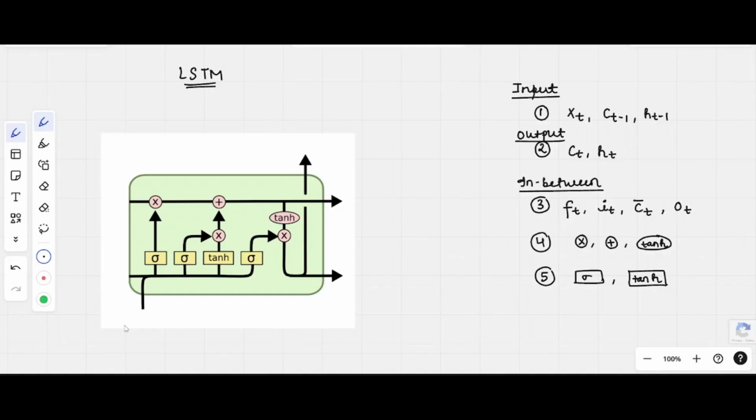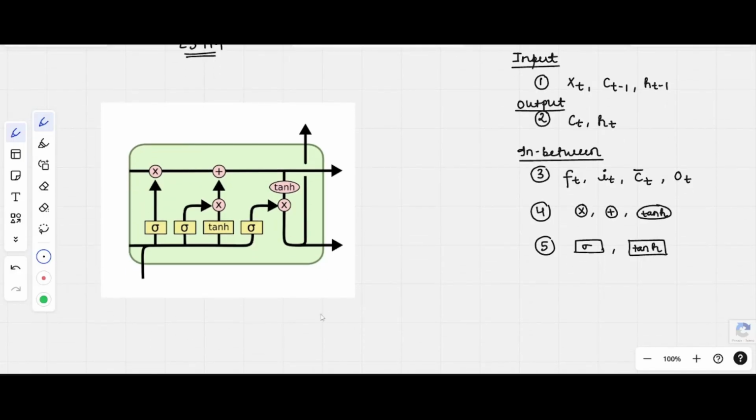In order to understand this, we must first be familiar with all the notations that are being used within this particular architecture, and we will use these notations throughout this video. These notations are very simple, and currently they might look very complex, but the moment I explain all of them, this architecture itself will become much simpler. So let's start with the inputs.